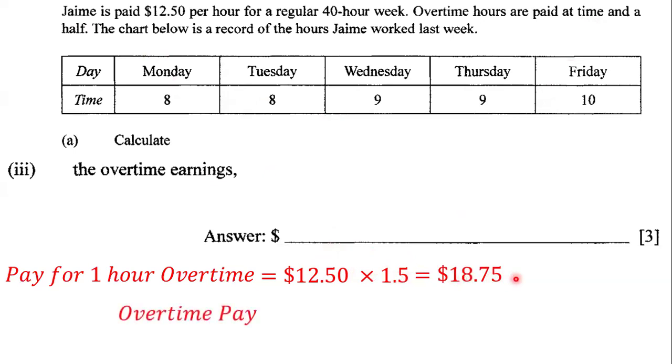And so that means that for 1 hour of overtime, she gets $18.75. But for this week, she worked 4 hours of overtime. And so that means that her overtime pay is going to be 4 times $18.75. And that's going to be $75. And so her overtime pay is $75. So that's how much she's paid for overtime.